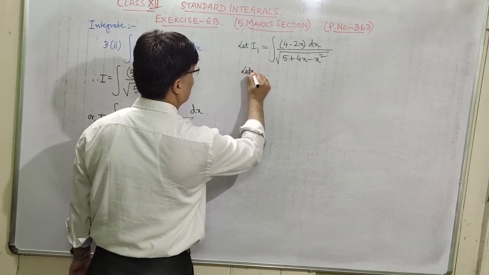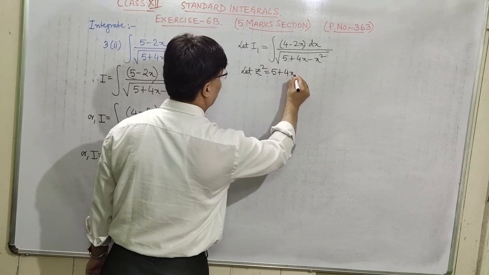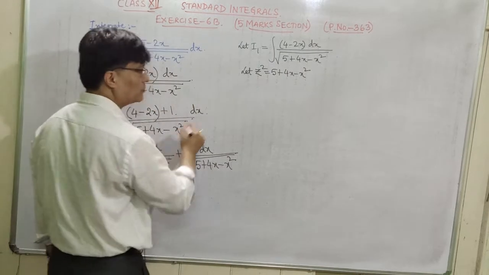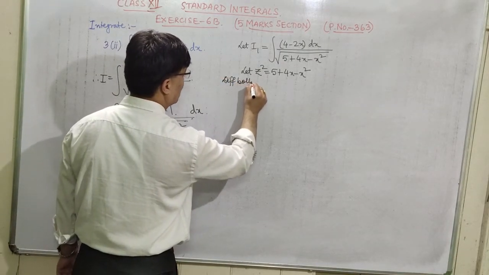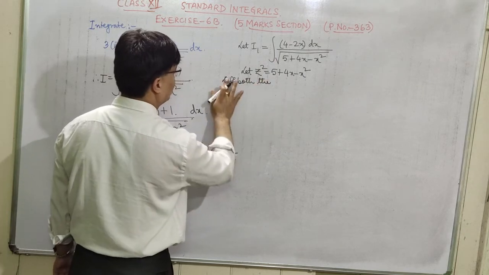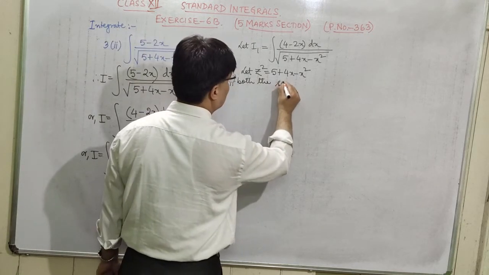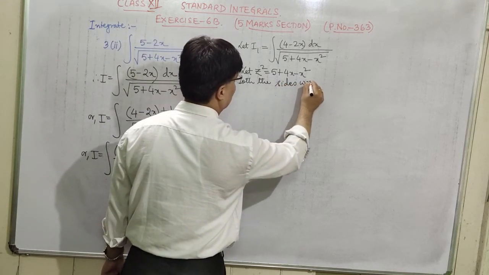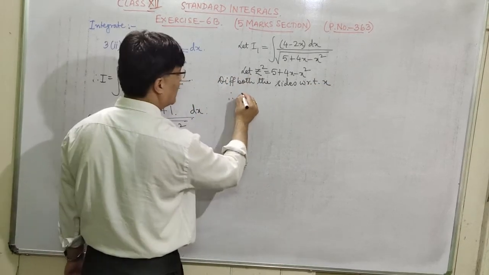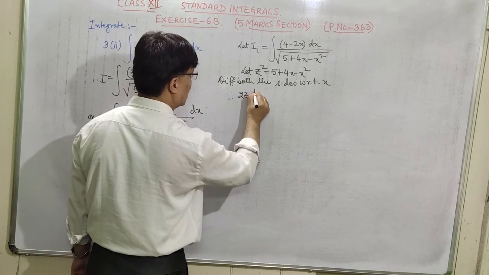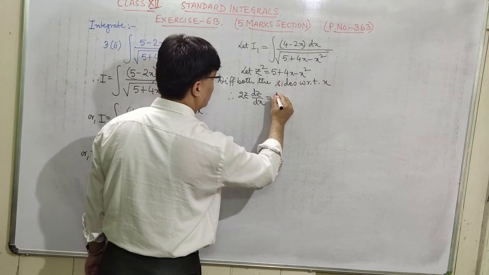So let z square is equal to 5 plus 4x minus x square. Differentiating both the sides with respect to x. So what is the differentiation of z square with respect to x? It is 2z into dz by dx is equal to plus 4x.